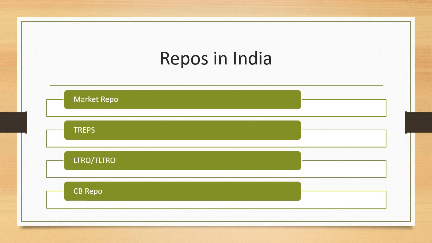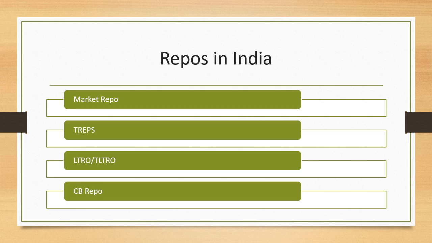RBI in the past has done long-term repo also. 3-year repo RBI has done, 1-year repo it has done. So typically repo is a money market instrument, but in some exceptional cases, regulators of the country conduct what you call as long-term repo. Right, so you have the LTRO and TLTRO, and then you also have CB repo. CB repo is nothing but the corporate bond repo. In this kind of a repo, we have underlying as what is called as the corporate bonds.